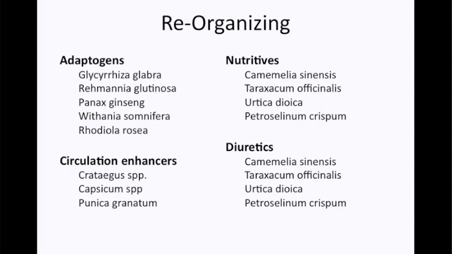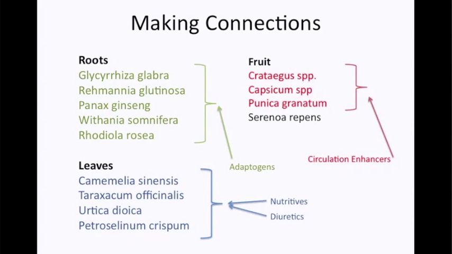Next, we're going to reorganize them using a different method. So here, they're organized based on their function. So we have adaptogens, circulation enhancers, nutritives, and diuretics. Now let's compare the two. So when we make the connections, here we see the adaptogens, the circulation enhancers, the nutritives and diuretics, while in the root, fruit, and leaf grouping.